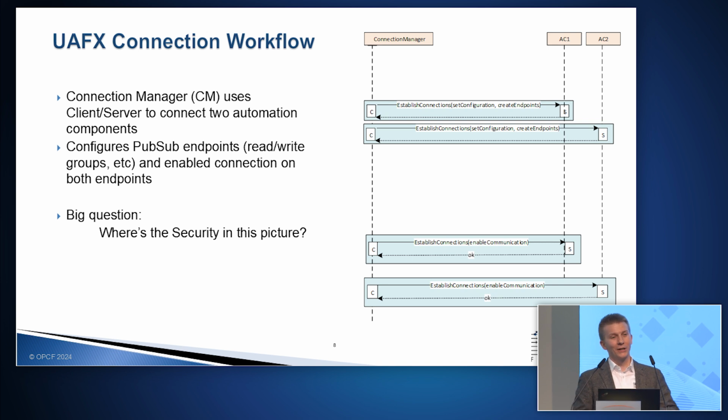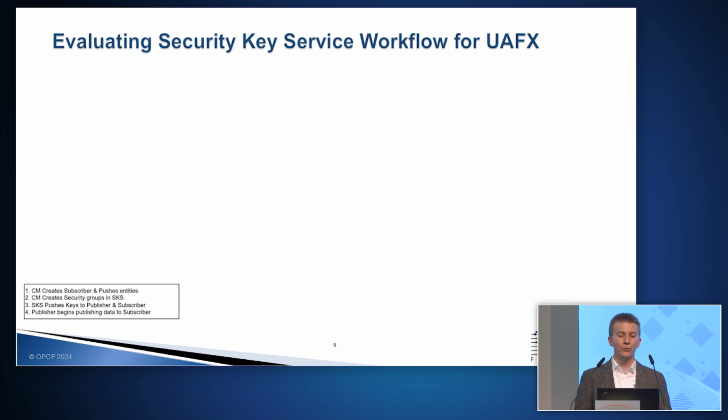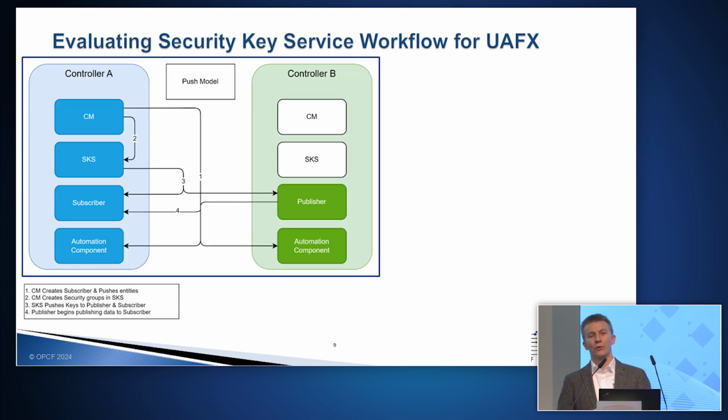So the question here is always, where is all this security requirement? And all of this starts, of course, with getting the secure context configured. That means you need to have the keys, the security configuration to actually do the signing and the encryption, transmitted to the individual automation components. And this is part of the UAFX definitions.